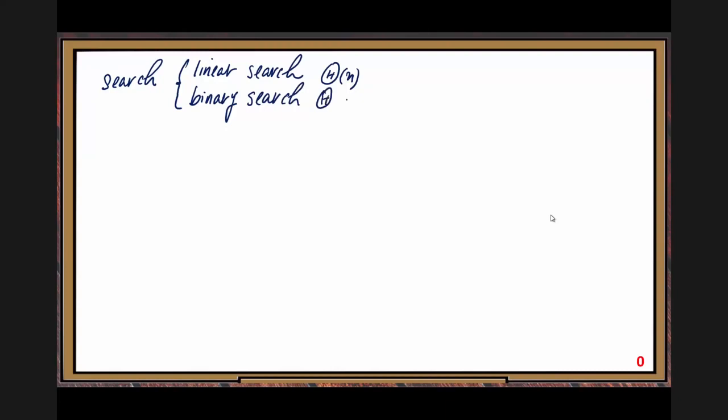All right. First, let's look at searching algorithms, because here we're doing the search. Currently, we know linear search, that's big O of n, or big theta of n. Binary search is big theta of log n.